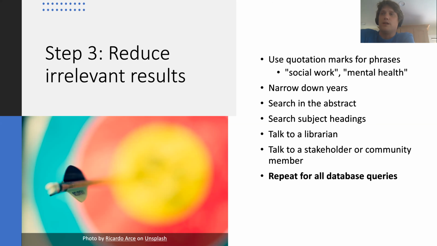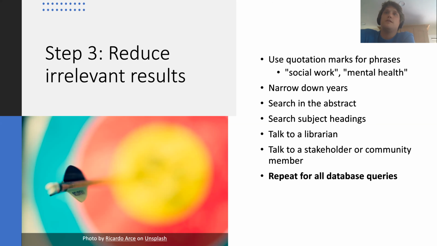The goal with reducing irrelevant results is to, one, have a number of results where you can reasonably skim through the abstracts. So how long does it take for you to skim the titles and skim the abstracts of the search results? So figure out how long that stuff takes and how much time that you have, and you need to reduce the amount of results that you have to a point where you can actually skim through all of those titles and abstracts to make sure that you're not missing anything important.